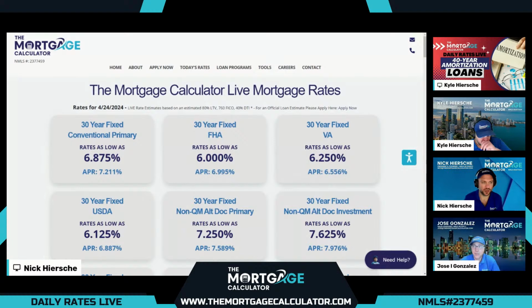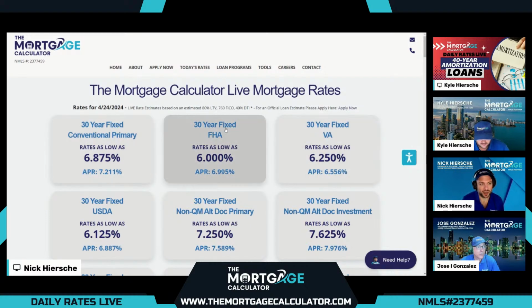Instead of showing all the different options for each one, we'll just go through the actual lowest option we have for each. So the first option we usually pull up, the 30-year fixed primary, 6.875 lowest rate we can offer with a final APR of 7.211. Remember, always look at the APR. That includes all of the costs here, including any of the fees that go in the loan estimate will show up in the APR.